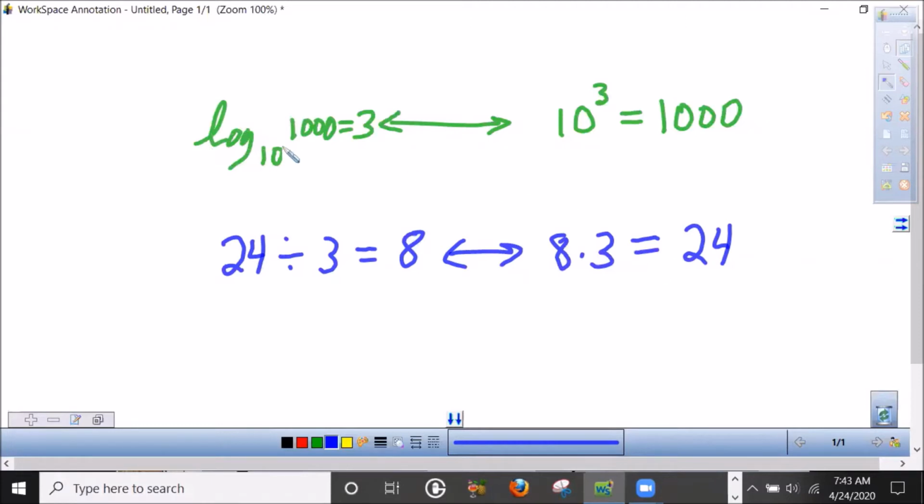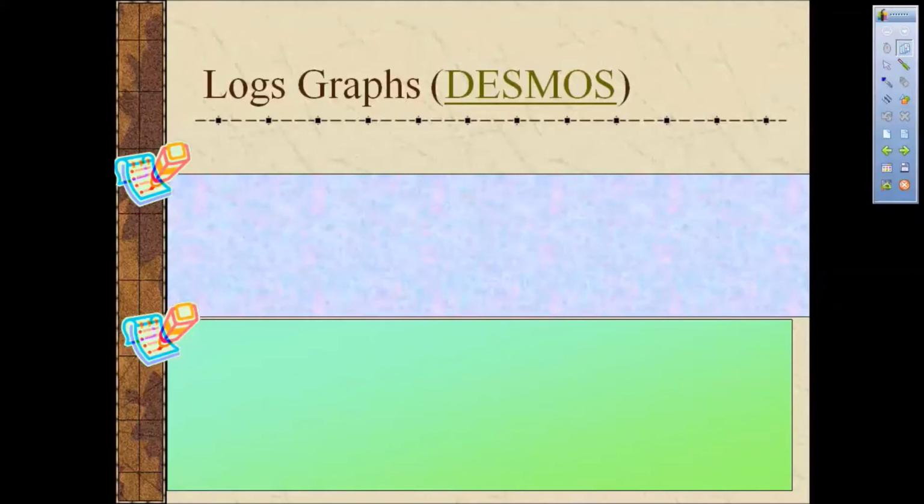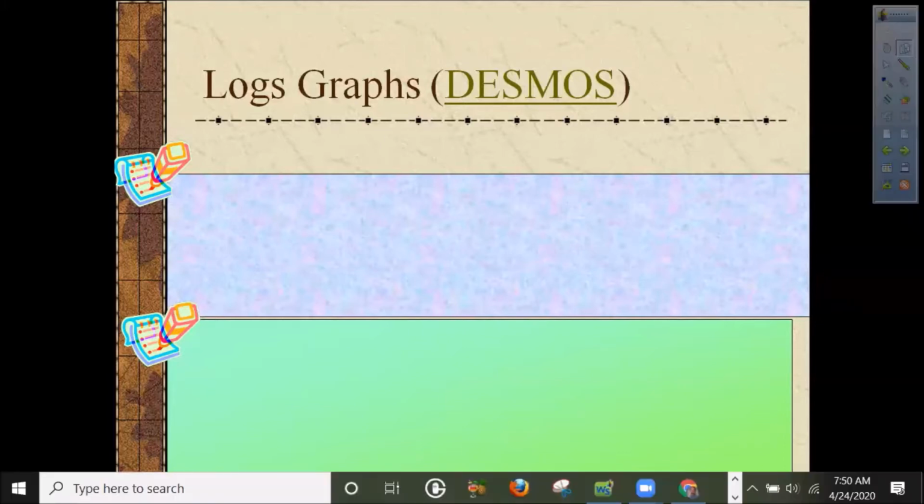Well, in a log expression, we have a relationship between these three numbers. We have the same relationship between those same three numbers in this exponential expression. Let's use Desmos to explore the graph of a logarithmic function in comparison to the graph of an exponential function.